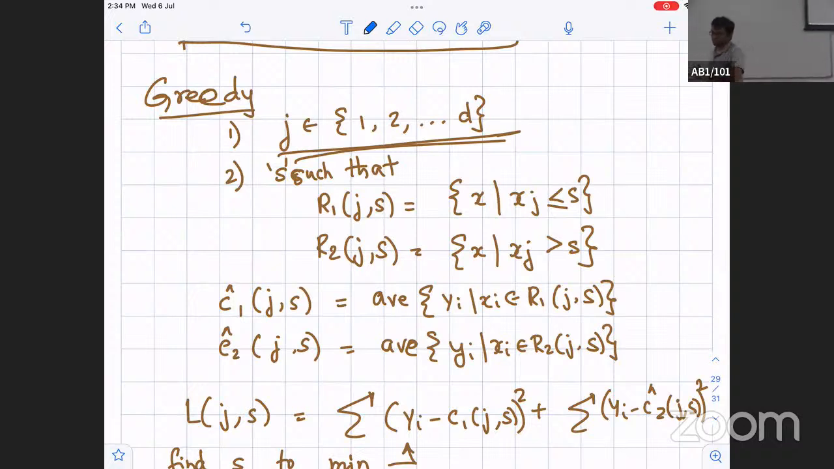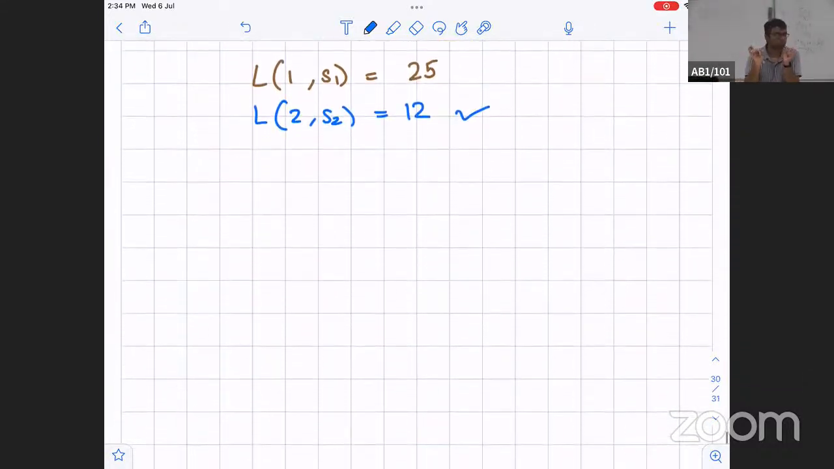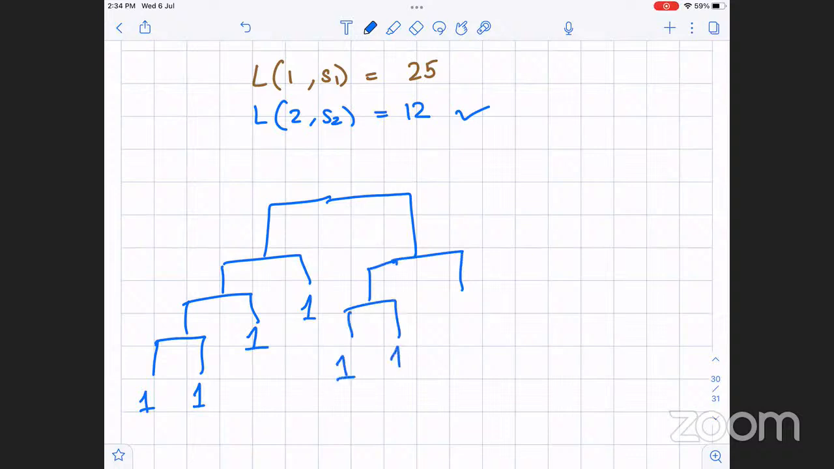What if I keep doing this till I get only one node? Is there any problem? I will keep splitting, I'll keep splitting, and finally when I reach some point, there is only one node here, one node here, one node here. What's the problem with doing this? This may lead to overfitting. Yes, this will lead to overfitting.